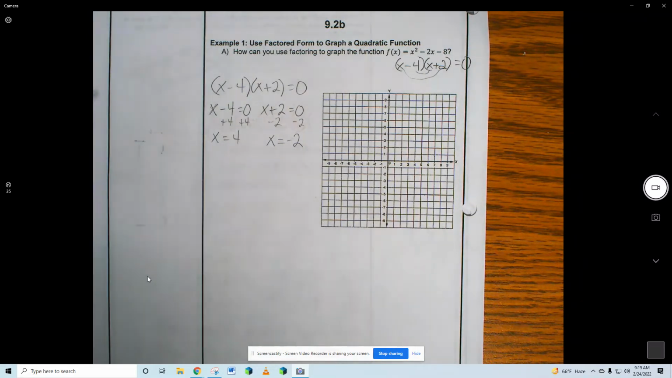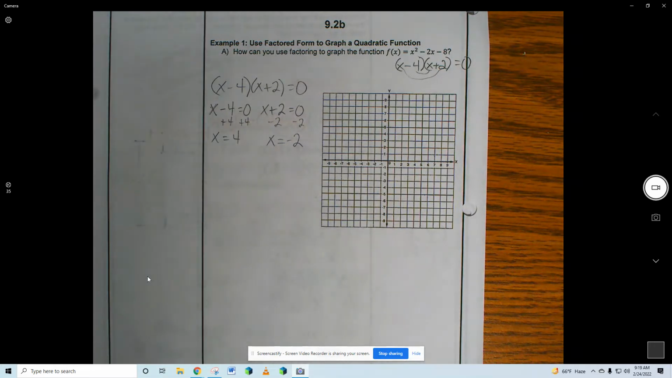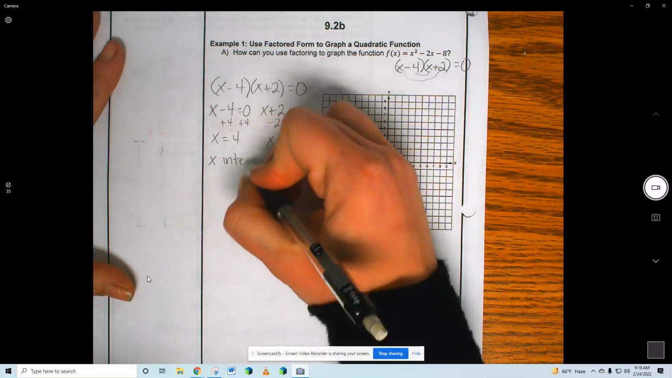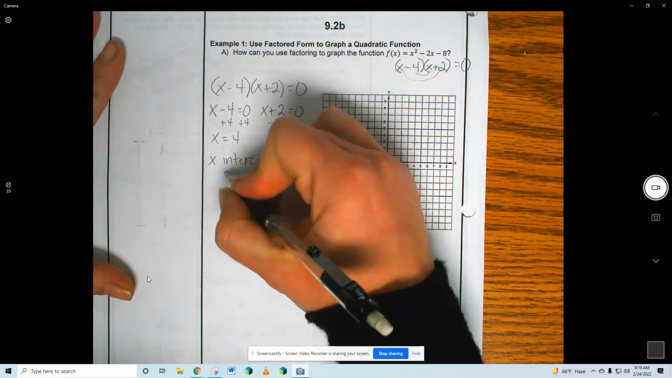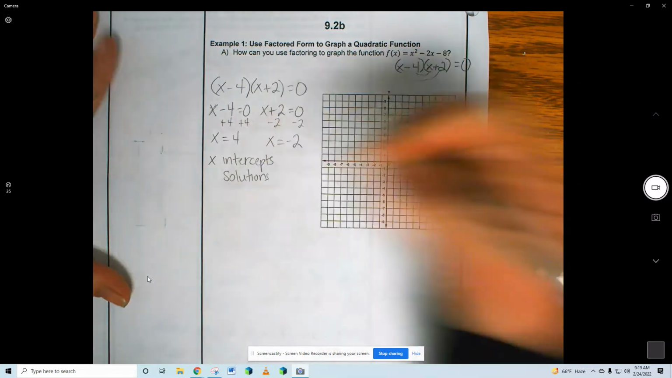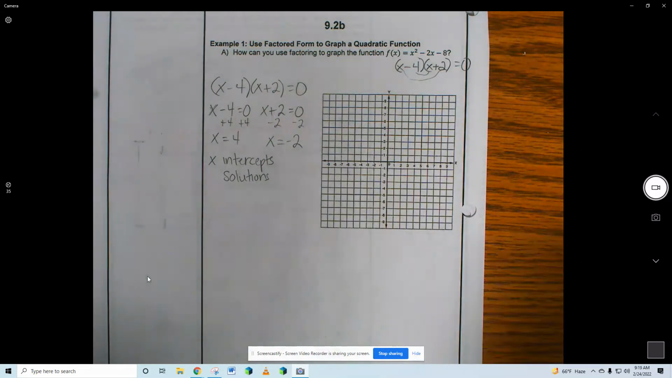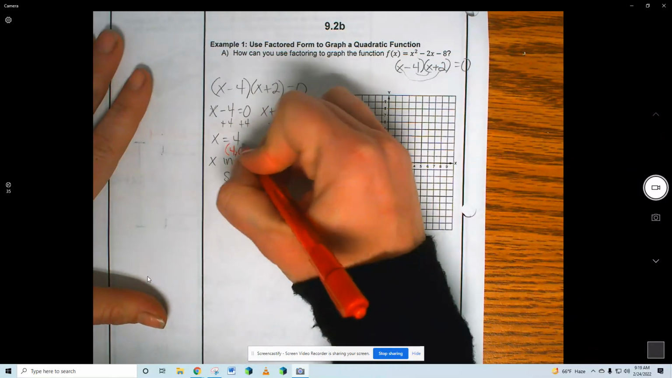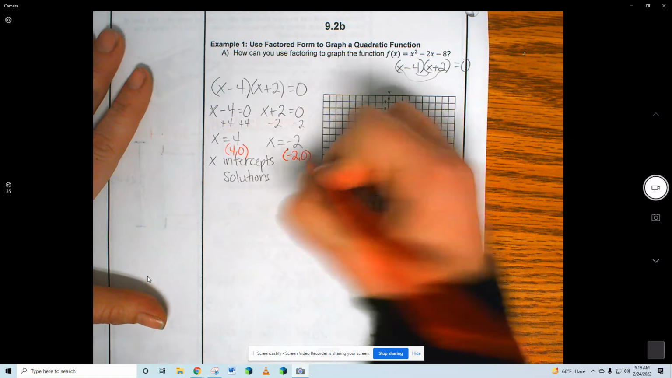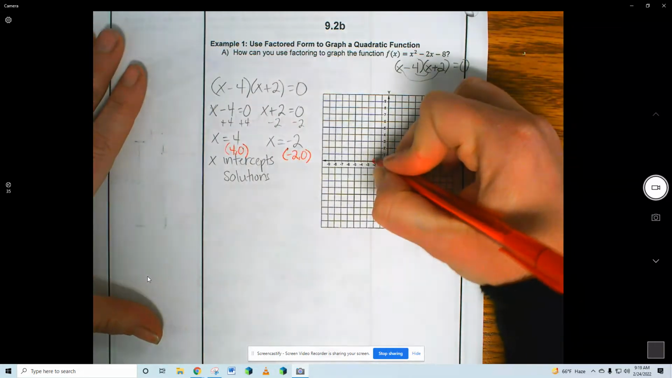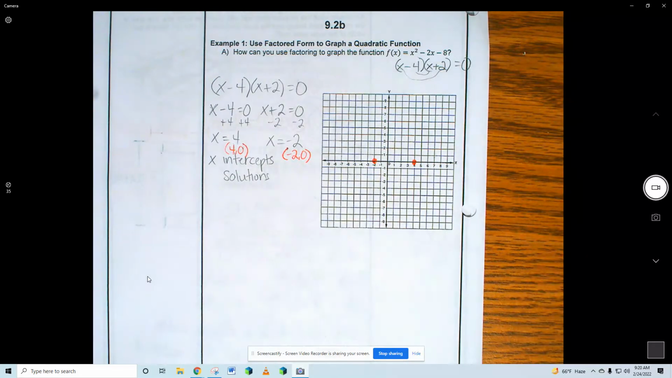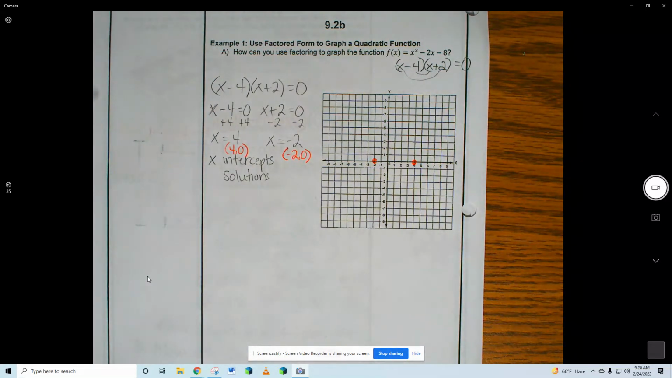All right. Here we go. Those two numbers are my x-intercepts and my solutions. You need to plot on the graph (4, 0) and (negative 2, 0). Those are my x-intercepts. So plot those two points. That's where the parabola crosses.